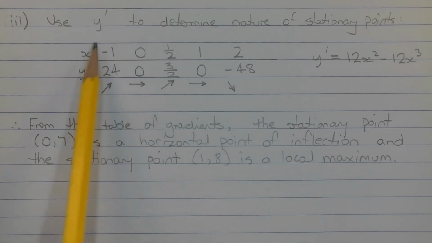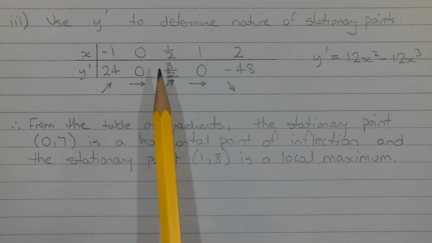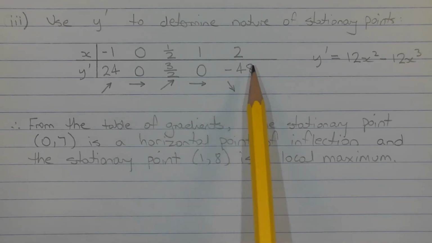When x equals -1, the value of y dash is 24, so that represents a positive gradient. When x equals 1 over 2, the value of y dash is 3 over 2, and again that represents a positive gradient. And when x equals 2, the value of y dash is -48, which represents a negative gradient.